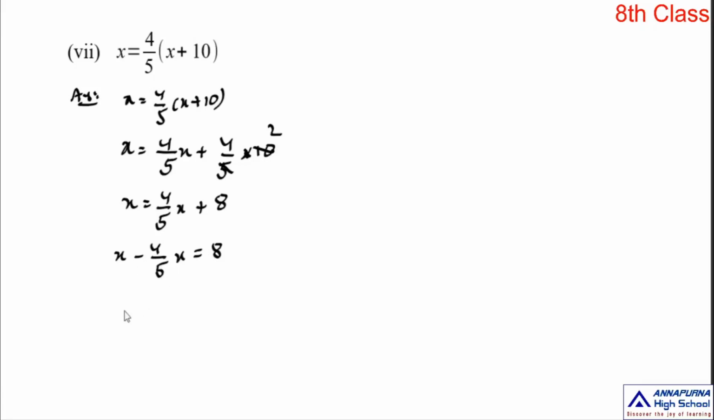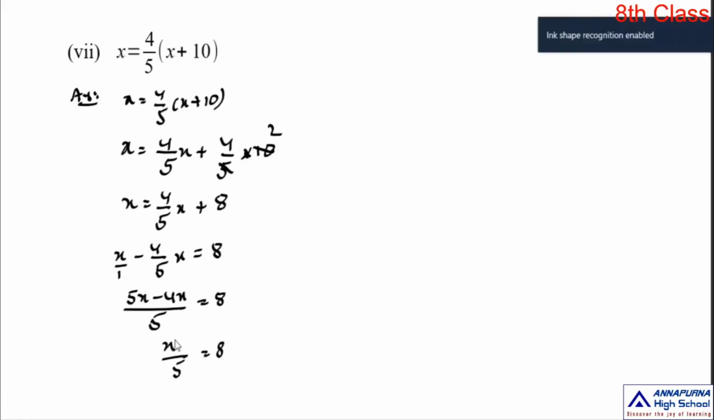So x minus 4 by 5x. Simplify it carefully. Here the LCM is 5. The denominator is 1, so 5, 1, LCM is 5. And the numerator is 5x minus 4x is equal to 8. So 5x minus 4x, it is equal to x by 5 is equal to 8. That means x divided by 5. Okay, that means here a division process is going on.